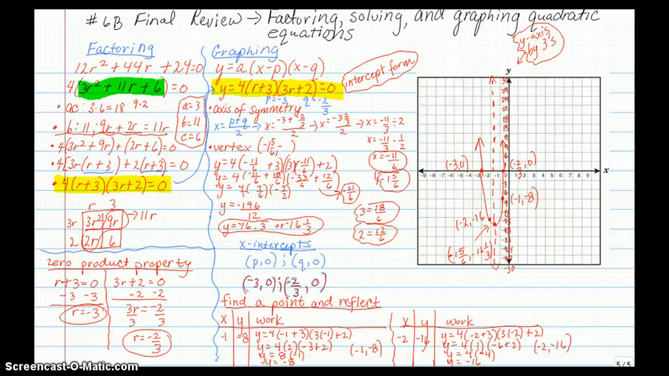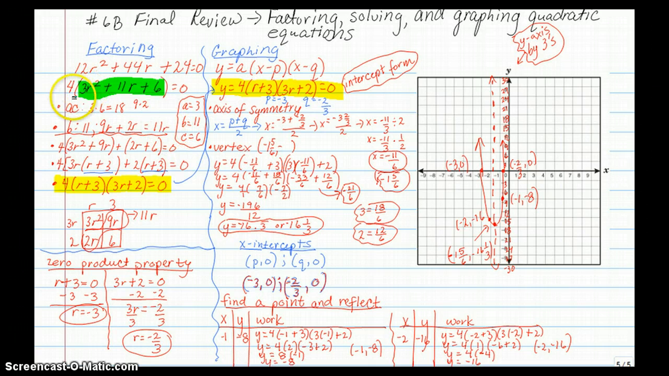B is 11. You want to know what factors of 18 will give you 11. Well, 6 and 3 would only give you 9. 18 and 1 would give you 19. So that leaves 9 and 2. 9 times 2 is 18. And 9 plus 2 is 11. Add on your r's. 9r plus 2r equals 11r.